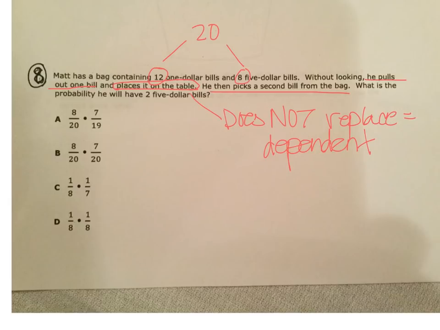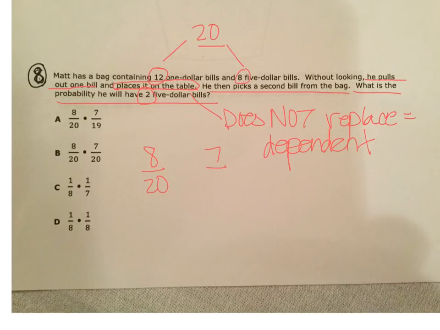Okay, so what is the probability that he will have two $5 bills? So our emphasis will be on the 8 $5 bills, okay? All right, so 8 out of 20, okay? That is the number of chances he has for pulling out a $5 bill. Okay, so let's say he does pull out a $5 bill. All right, so what would be his second chance? How many $5 bills are left in the bag? Okay, yeah, there would be 7.